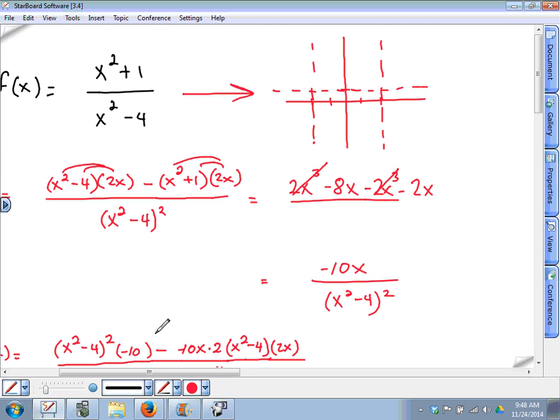I know I'm going through this pretty quick, but this is pre-calc stuff. Now, x-intercepts occur when this equals 0. Is this ever going to equal 0? No. X squared plus 1 is always positive, so there are no x-intercepts. Y-intercepts occur when x equals 0. If x equals 0, those are gone. You just have 1 divided by -4. That's -1/4. So you have a y-intercept at -1/4.